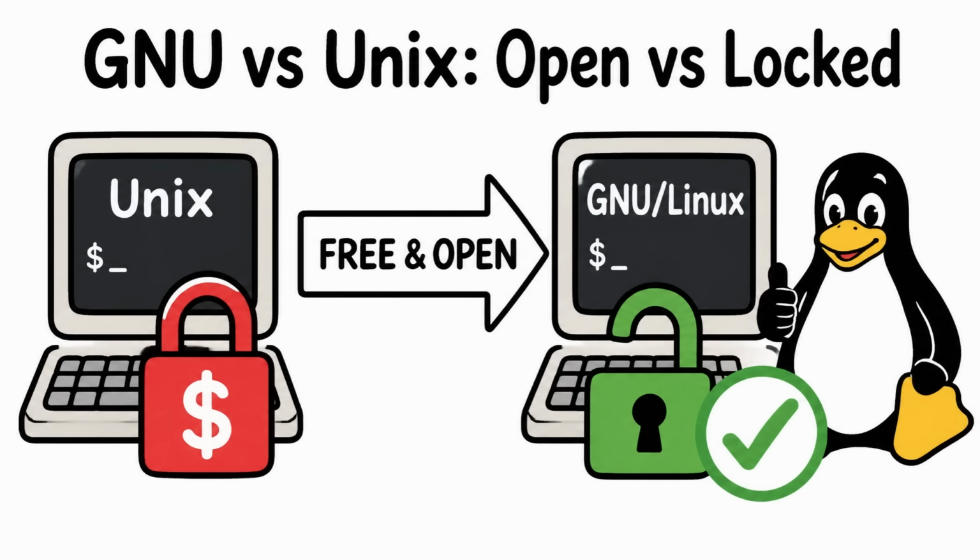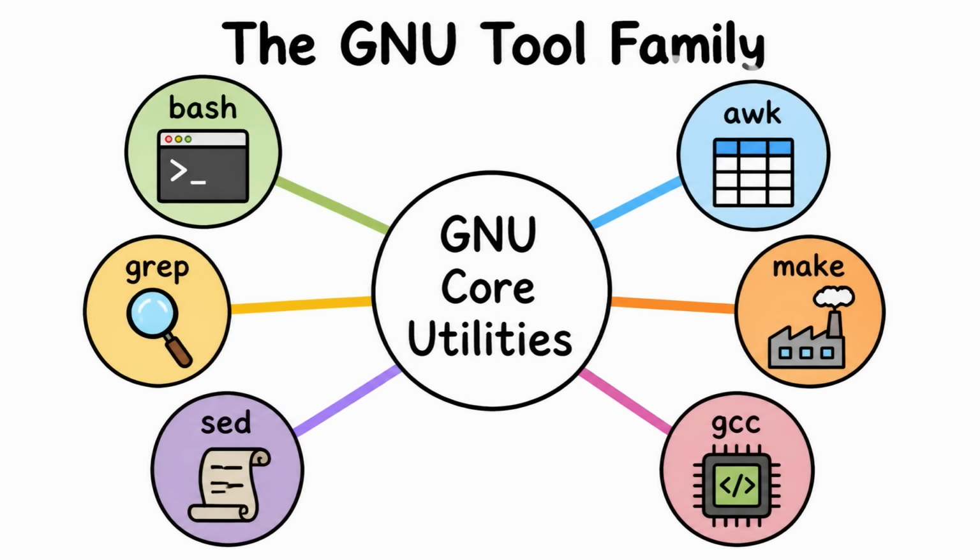Here's a quick way to understand the GNU versus Unix story. Unix was powerful, but proprietary. You had to pay for it and you couldn't freely modify it. GNU tools were built as drop-in replacements for Unix tools, doing the same job but completely open and free. When the Linux kernel was created in 1991 by Linus Torvalds, it needed these GNU tools to actually be useful. So what most people call Linux is really GNU/Linux, the kernel plus the GNU tools working together. They're a power couple.